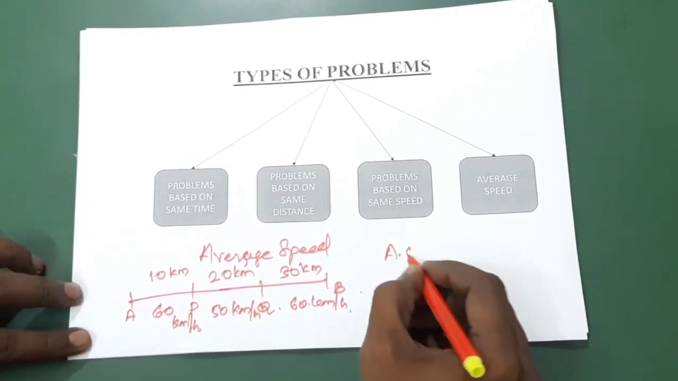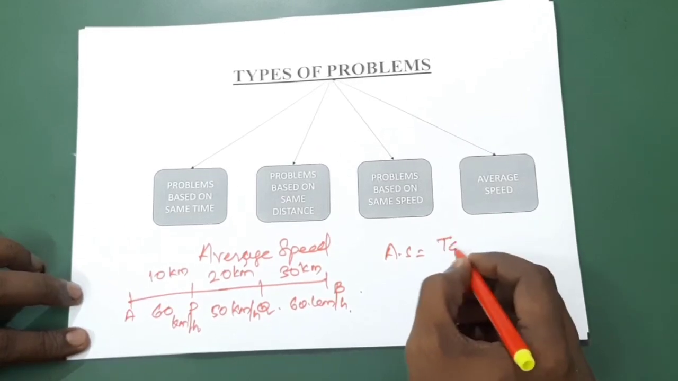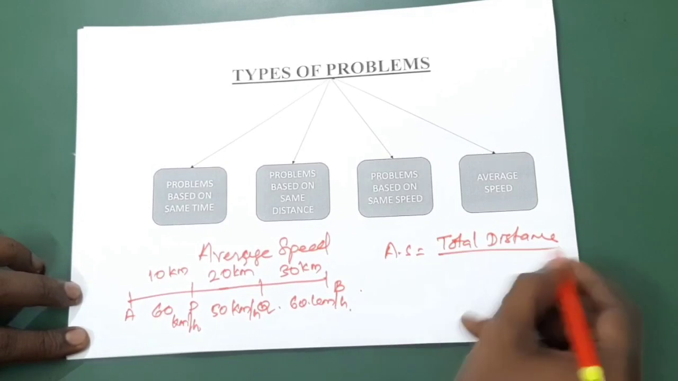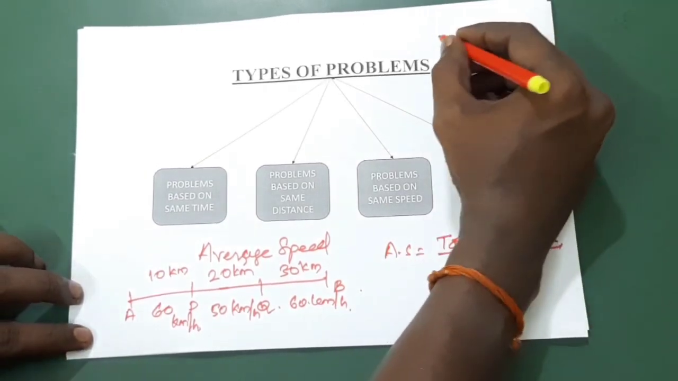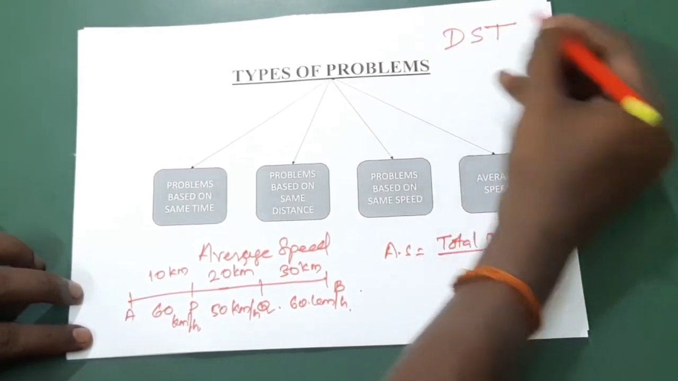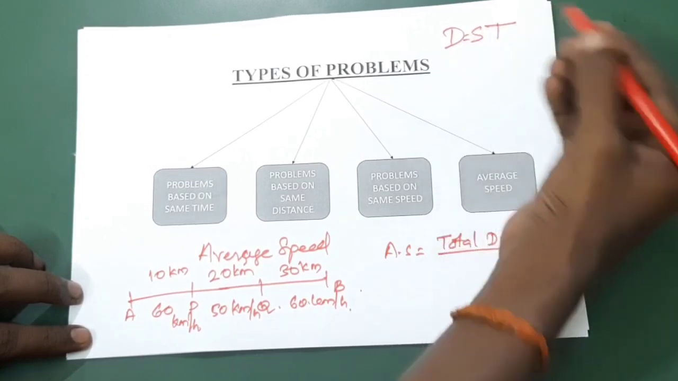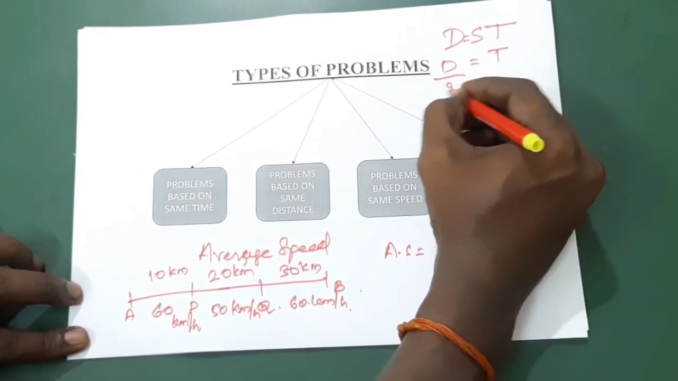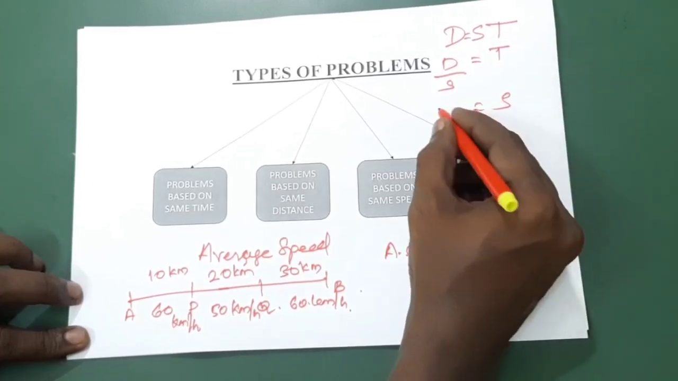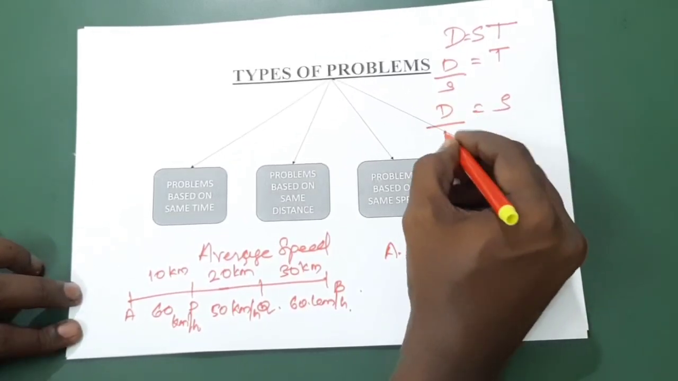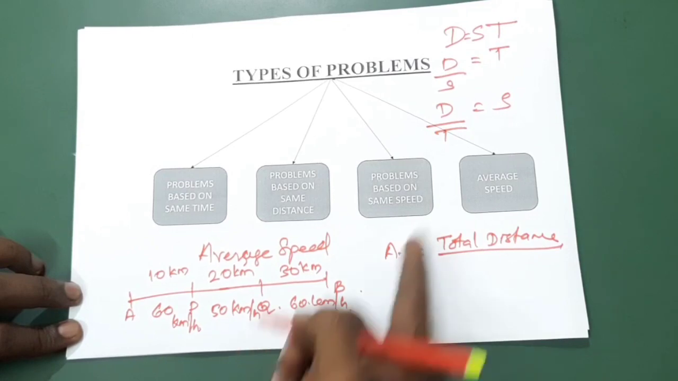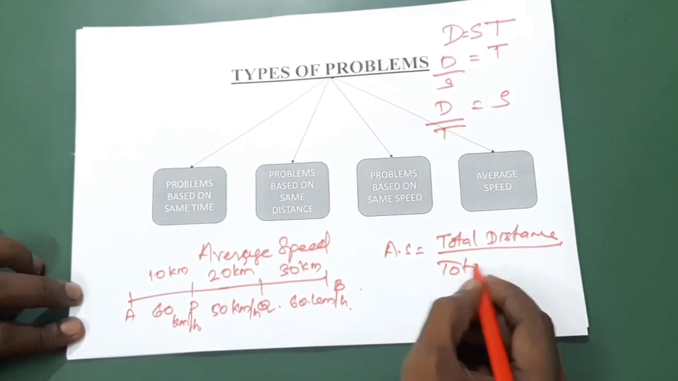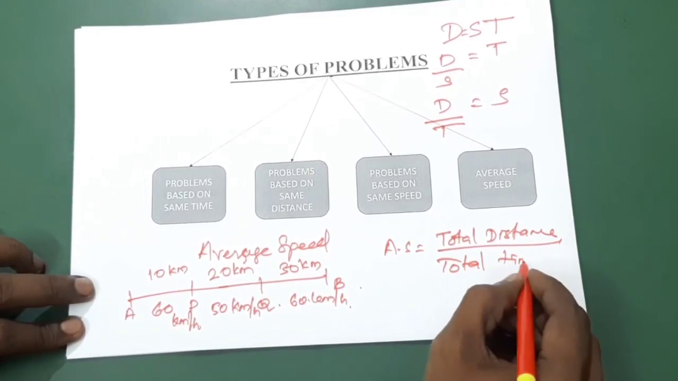The average speed can be found out by total distance divided by total time. We know that the formula is DST: D is equal to S into T, T is equal to D by S, and S is equal to D by T. So what is the speed formula? D by T, that is total distance divided by total time taken.